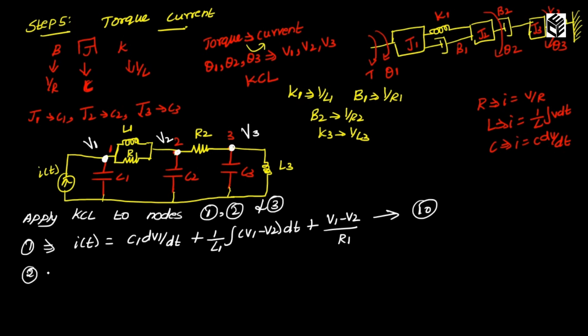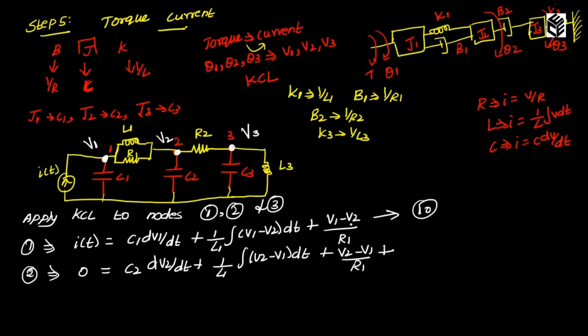Now if I apply KCL to second node, what is my answer? 0 is equal to C2 into dV2 by dt plus 1 by L1 into integral of (V2 minus V1) into dt plus (V2 minus V1) by R1 plus I have an element R2 common to 2 and 3. So (V2 minus V3) divided by R2. Going to take this as equation number 11.